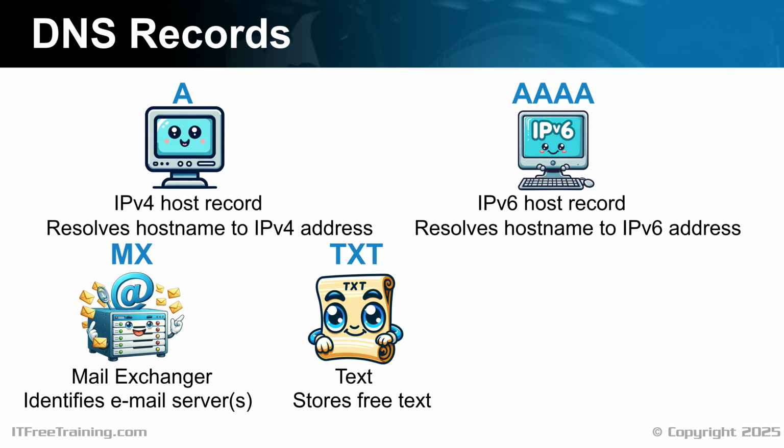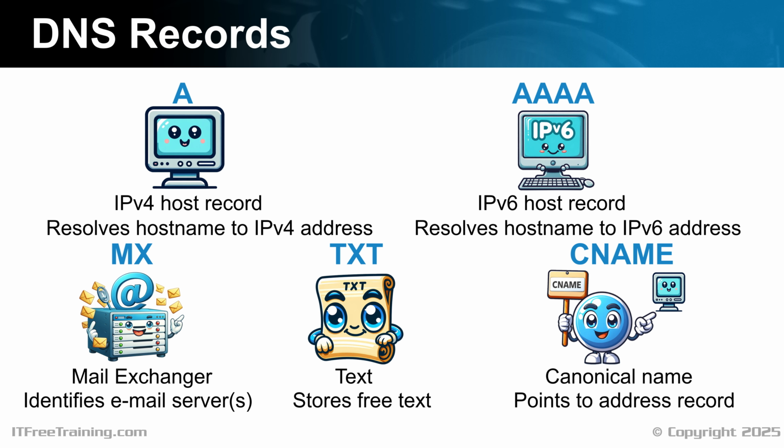A text record was originally created to store human-readable text. Nowadays, the text of these records is used by many different services, for example, for authenticating ownership and securing email. The last DNS record I will look at is the canonical name, or CNAME record. This DNS record is not covered in the CompTIA study guide, but I think it is important to know because it is used quite often.